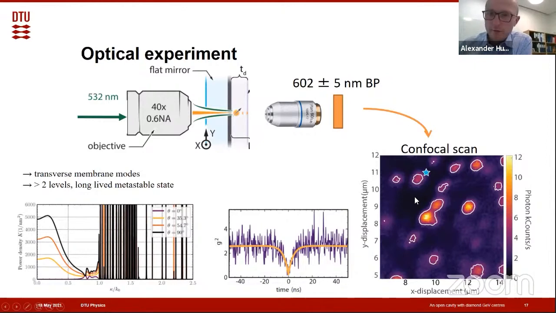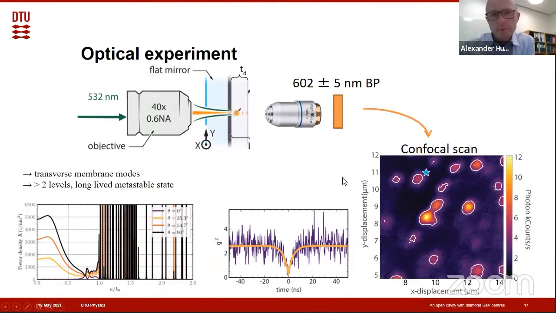For instance, for the spot up here, which is nicely isolated, recording a second-order correlation function, we see a nice dip at zero time delay. This strongly indicates that we are indeed investigating a single germanium vacancy center. At the same time, you might think about the photon counts per second. This is in the range of a few thousand per second, already taken at a relatively high excitation power. These counts are quite low.